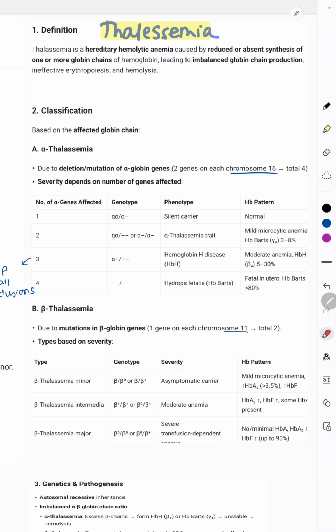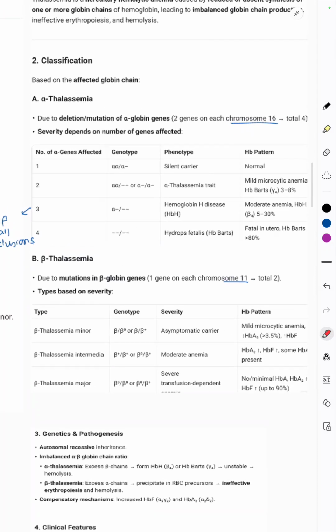Then moving on to the next type, that is called thalassemia. Thalassemia is a hereditary condition characterized by reduced or absent synthesis of one or more globin chains in the hemoglobin. The classification of thalassemia is of two types: alpha thalassemia and beta thalassemia. Alpha thalassemia is due to the deletion or mutation of the alpha globin genes. These are located on chromosome number 16, and there are a total of 4 genes. So if one is absent, it is called a silent carrier.